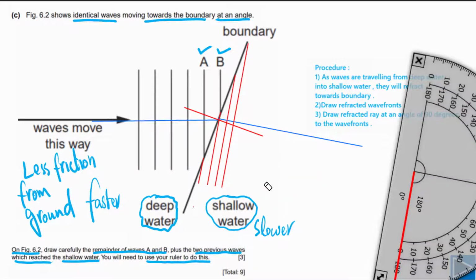This is how we can draw our wavefronts, but we also need to draw an arrow on the refracted ray. So this is our refracted ray. This is how we need to draw the arrow. That's all for this question.